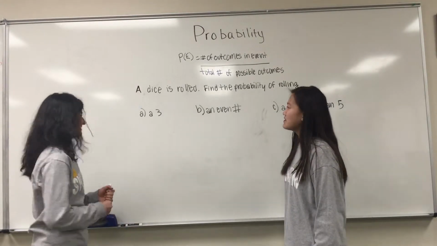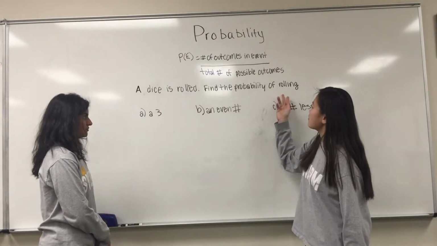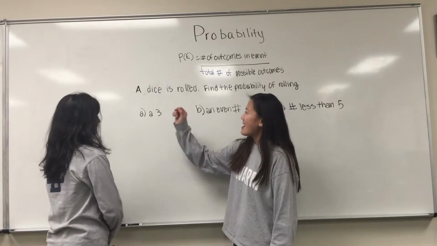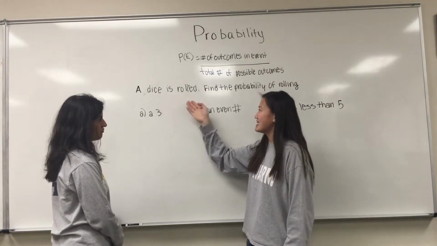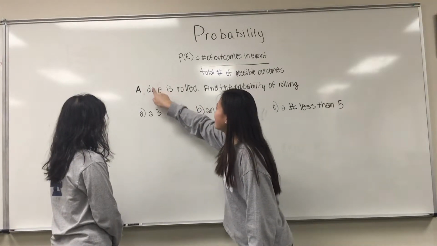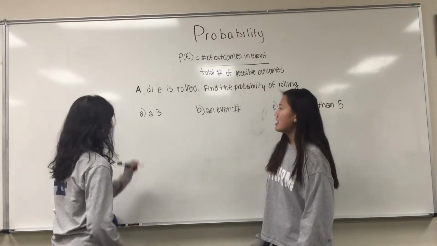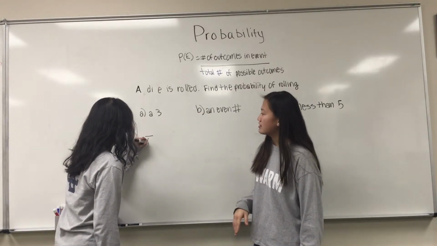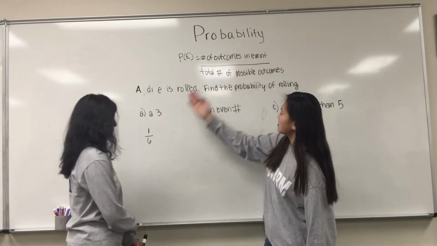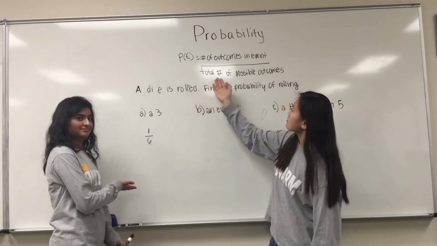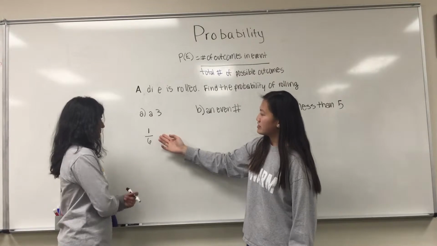Okay, I apologize. Okay, so we have a die is rolled, so find the probability of rolling a number 3. We know that a die has 6 numbers, obviously, and we know that a 3 is one of the 6. So the number of outcomes in the event is 1 because there's only 1 three, and the total number of possible outcomes is 6 because there's 6 total numbers, and this is just your fraction.